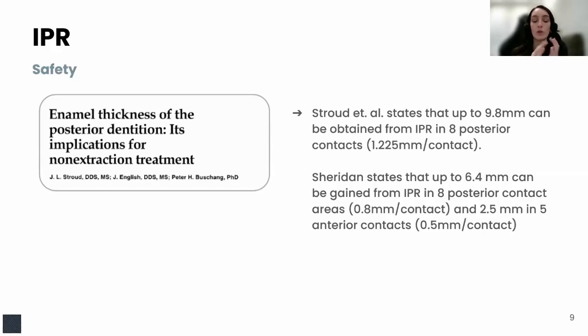I just want to point out that when we say 0.8 millimeters per contact, we are referring to the proximal enamel surfaces on both adjacent teeth. For example, if I'm performing IPR between the first premolar and the second premolar, and I'm performing 0.8 millimeters, this would mean that I would perform 0.4 millimeters on one tooth and 0.4 millimeters on the adjacent tooth. So this is distributed between two adjacent teeth, and it should not be removed completely from one tooth, obviously.